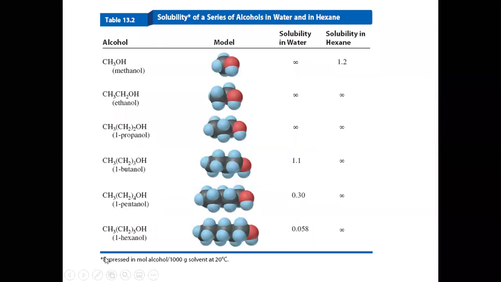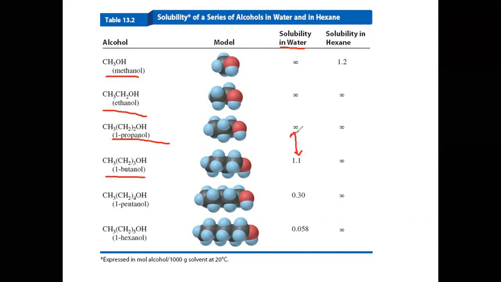Here's just a chart. As you see with solubility in water, methanol, ethanol, and propanol are very readily soluble in water because the hydrogen bonding component is strong enough that it can penetrate the hydrogen bonding between the water to get this solute-solvent interaction. But when we go from 3 carbon chains to butanol, it goes from infinity to 1.1.